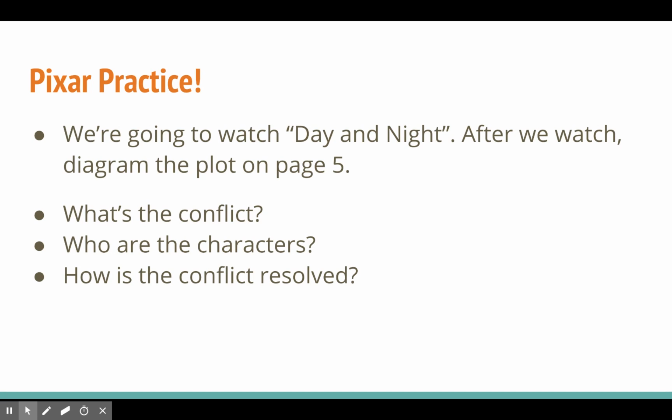As we watch, I also want you to be filling out the exposition, rising action, climax, falling action, and resolution boxes. Remember, you can do those in bullet points.